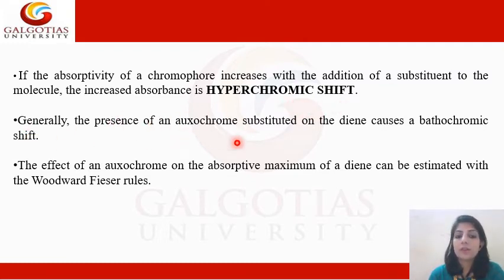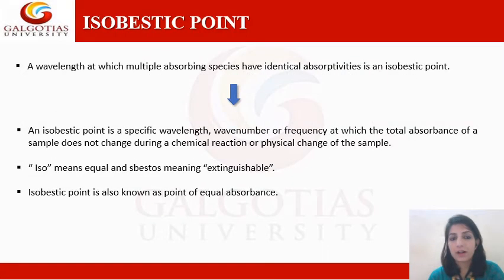Generally, the presence of an oxochrome substituted on the diene causes a bathochromic shift, and it will increase the wavelength, so that is your bathochromic shift. The effect of an oxochrome on the absorption maximum of a diene can be estimated by using the Woodward-Fieser rule.